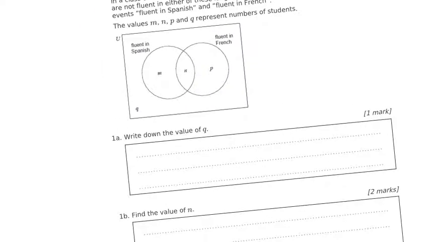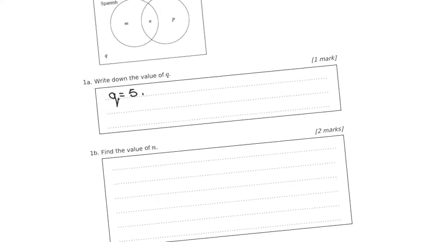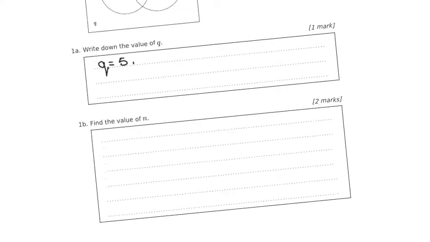Well, Q represents the value for those that aren't fluent in either Spanish or French. So that is 5. So Q is equal to 5. To find the value N, we need to find who are fluent in both French and Spanish. We know 18 are fluent in Spanish and 10 are fluent in French.